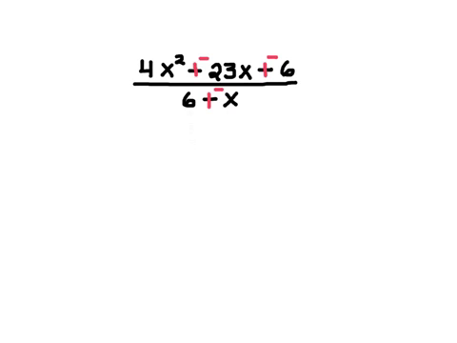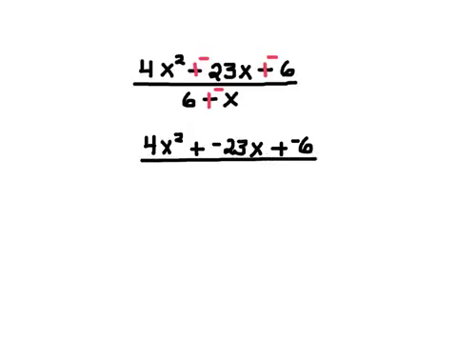So let's rewrite our numerator, 4x squared plus a negative 23x plus a negative 6. And I want to deal with the denominator. The denominator should have the higher degree term in front, that is, the x, or the negative x. Since it's all addition, I can commute and say that this is equal to a negative x plus 6.